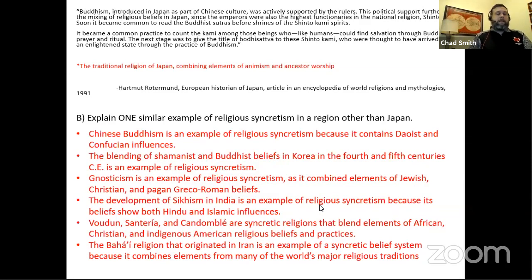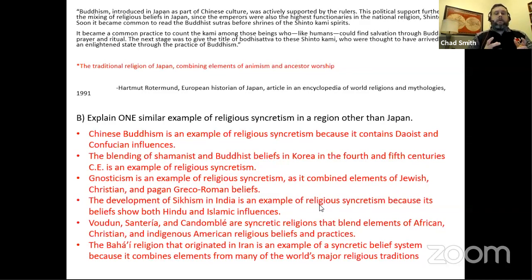A third potential example is Gnosticism, which combines elements of Judaism with Christianity and pagan Greco-Roman beliefs. One of the most commonly recognized examples is Sikhism. Sikhism was developed in India during the Mughal rule. Remember, the Mughal Empire is a time in Indian history where Muslims, a minority Muslim group, ruled over the majority Hindu people. And some Mughal leaders operated under the idea of extreme religious tolerance, while other Mughal leaders operated under the concept of religious persecution.